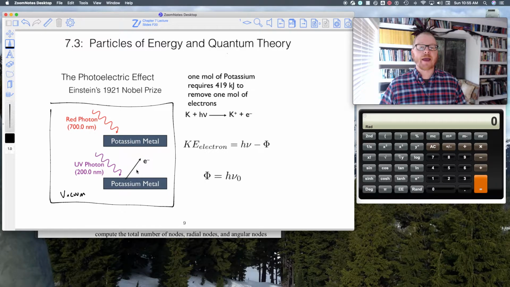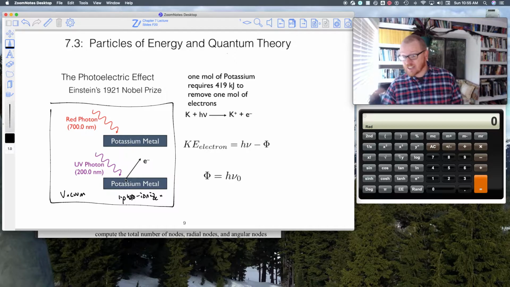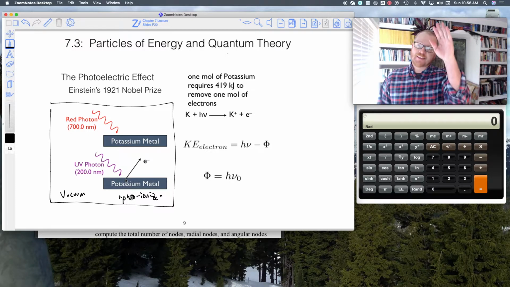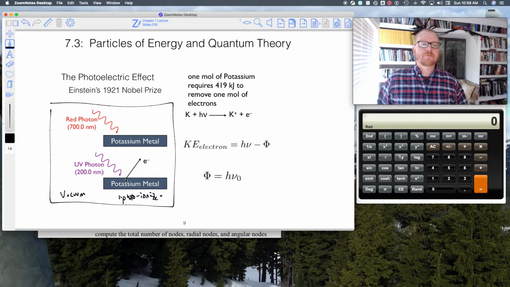As it turns out, if you shine energetic enough light on a metal in vacuum, it will photoionize. In other words, it'll eject an electron as a result of energetic light coming in and knocking that electron out. And so this picture shows you two cases.